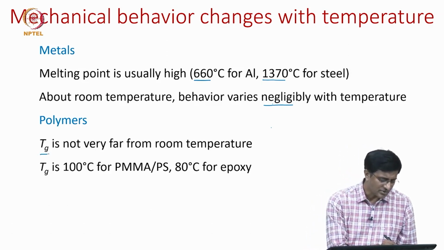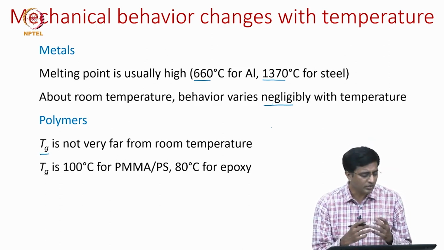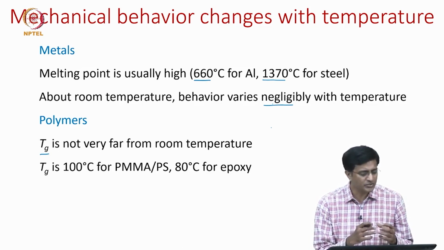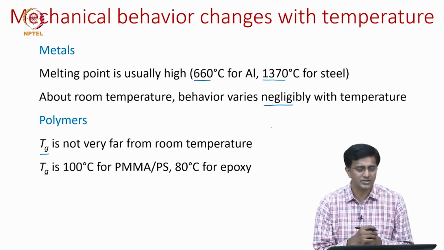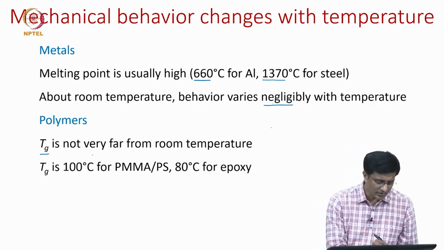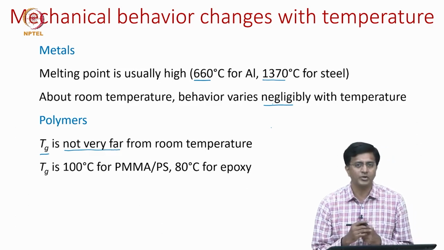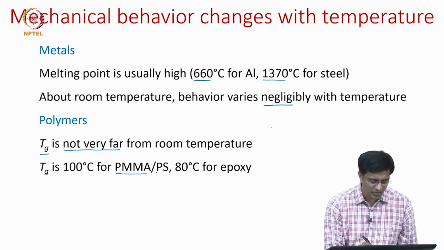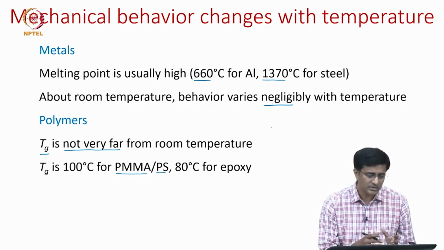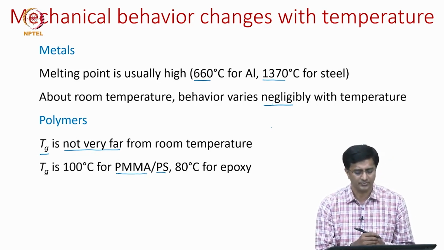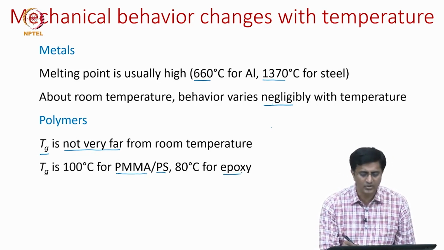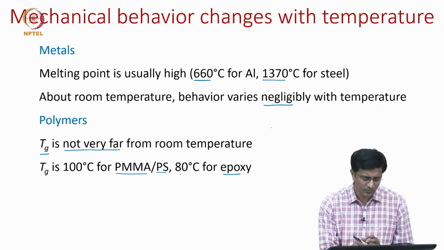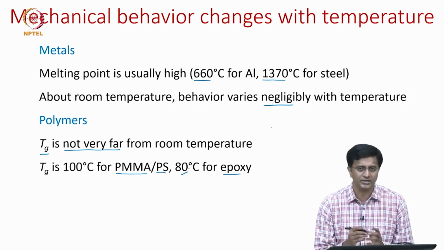Usually the glass transition temperature is the more important temperature when it comes to polymers. Unlike metals, where we discuss the melting point, for polymers we discuss glass transition temperature, or TG. Usually it is not too far from room temperature. For PMMA, which is plexiglass, or polystyrene or thermocol, the TG is around 100 degrees centigrade. For thermoset polymers like epoxies, which are mostly used in structural applications, the TG ranges, but on average it is about 80 degrees centigrade.